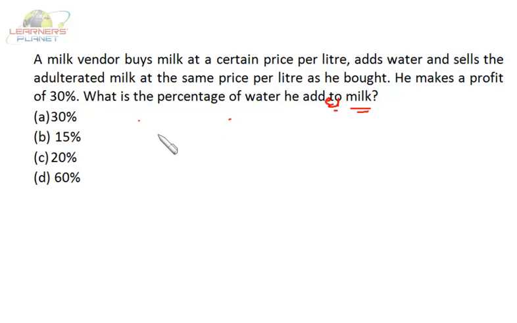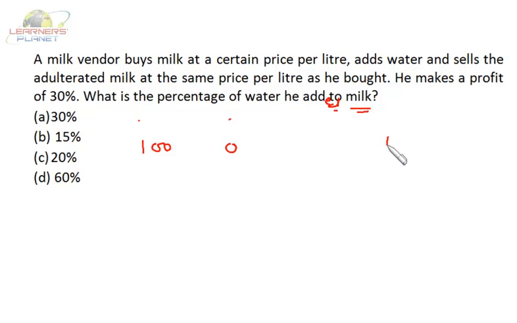Okay, now let's assume the cost price of the milk is rupees 100 per liter. Now he's mixing water to it. The price of water is 0 rupees per liter, and we have to find out the mean value, or we can say mean cost price. Now he is saying that he's selling at the cost price only, but he's making 30% profit on it since he's mixing water to it. So we just find out the mean cost price, that means the cost price of this adulterated milk.